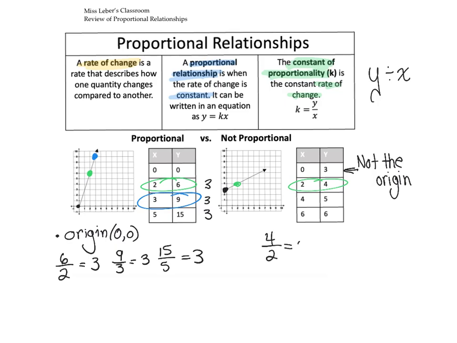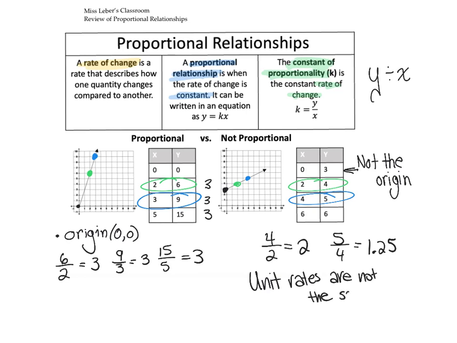4 divided by 2, that gives me 2. And then I look at my next point here of 4, 5, right here. 5 divided by 4 gives me 1.25. Those unit rates are not the same. So this graph over here would be not proportional. The graph on the left would be proportional. Graph on the right would be non-proportional.